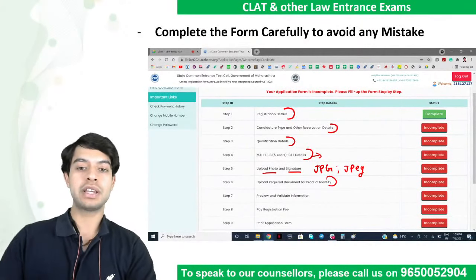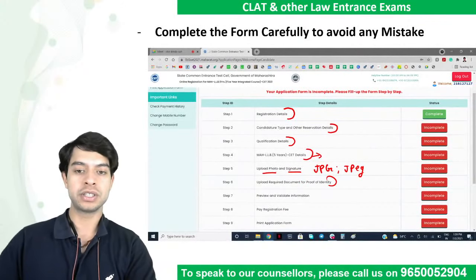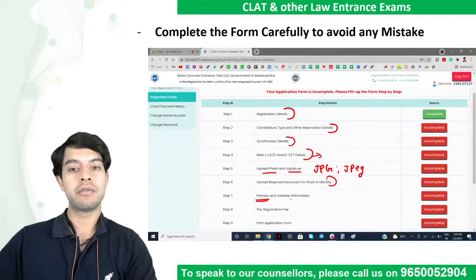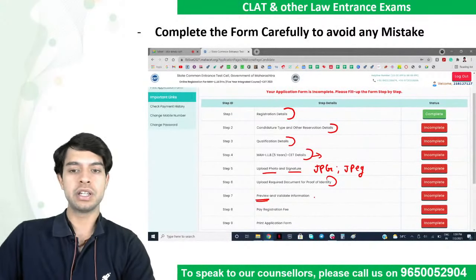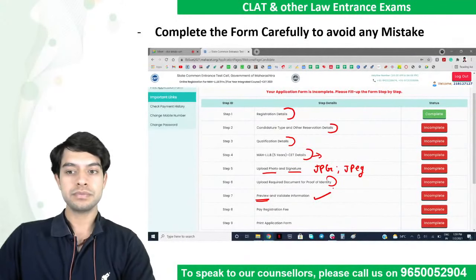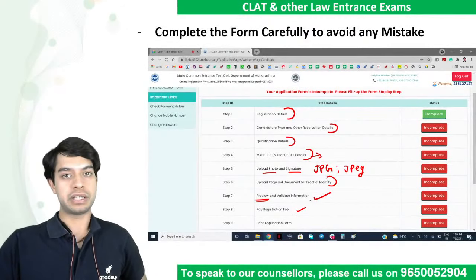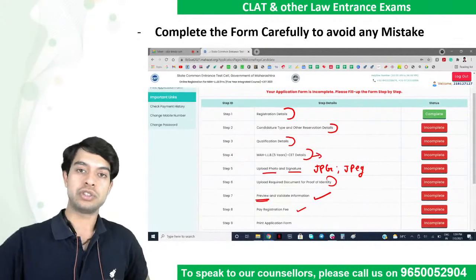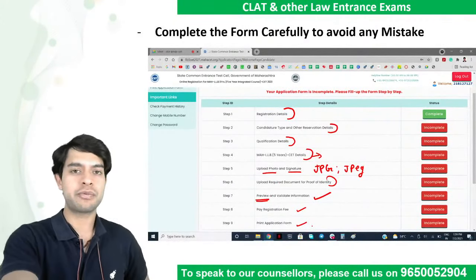Then once everything is completed, when you are done with all the 5-6 steps, the 7th step is that there would be a preview of the whole form. आपको चेक करना है कि कोई गलती तो नहीं है. Once you have validated that the information is correct, you just need to complete this step and then pay the registration fee, 800 or 600, whichever you are eligible to pay, and then print the application form. Application form को print कर लीजिएगा for further references.